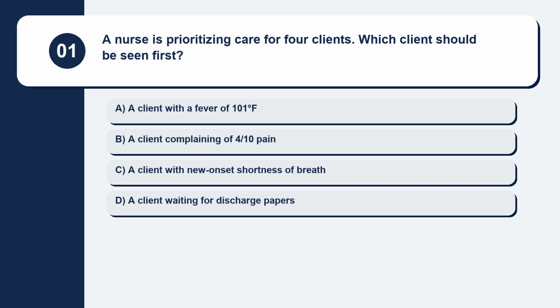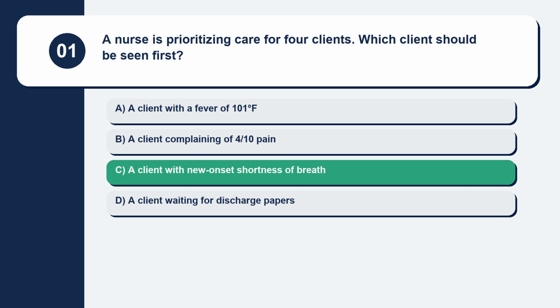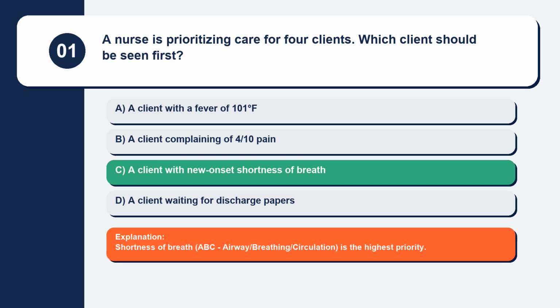Question 1. A nurse is prioritizing care for 4 clients. Which client should be seen first? A client with a fever of 101 degrees Fahrenheit. A client complaining of 4/10 pain. A client with new onset shortness of breath. A client waiting for discharge papers. Shortness of breath, ABC, airway/breathing/circulation, is the highest priority.